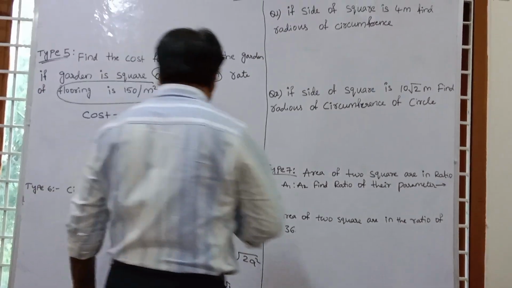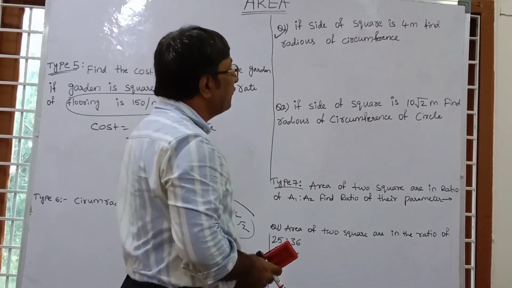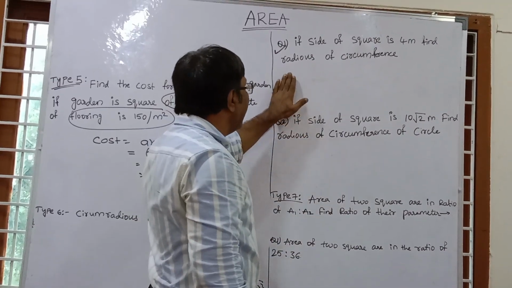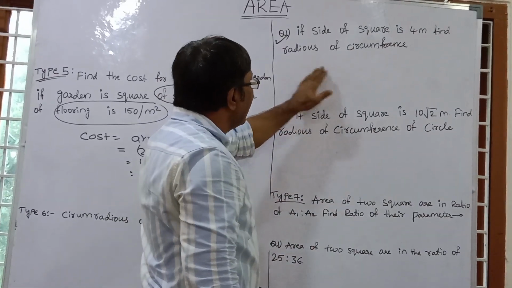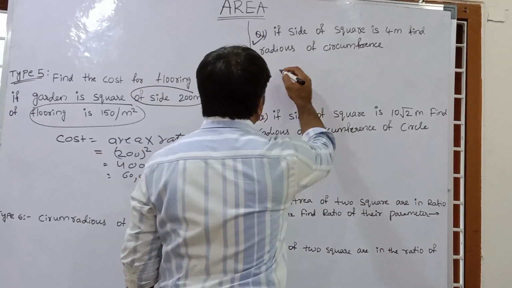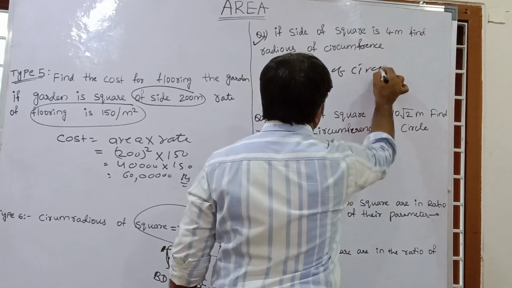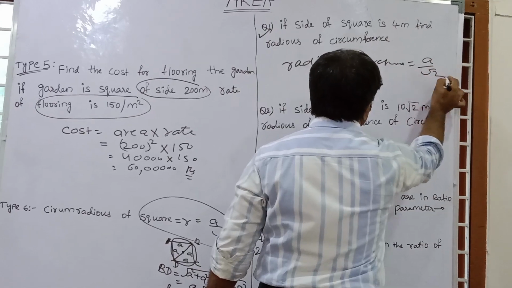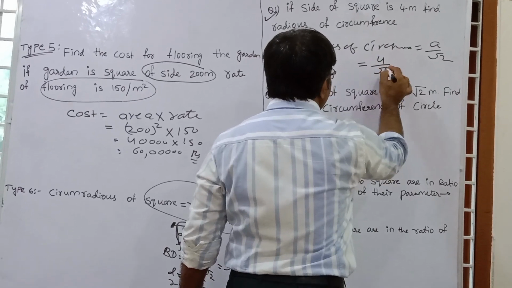Now from this topic there is a question. If the side of a square is given as 4 meter, then find the circumradius. Those students who have no idea about the formula, circumradius is A by root 2, will have to start from the basics, which takes a lot of time. But if you know the circumradius is A by root 2, then you can find the answer very easily, because the side is given as 4 and this is root 2.